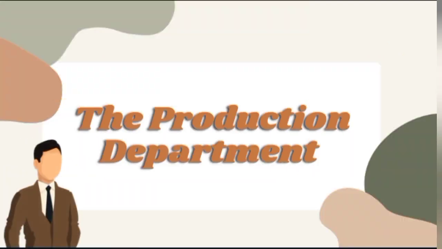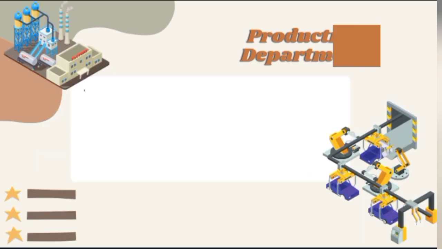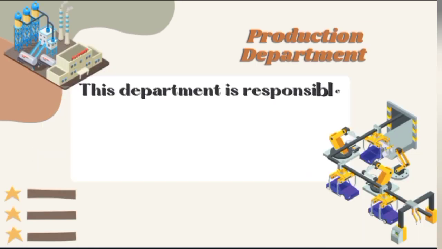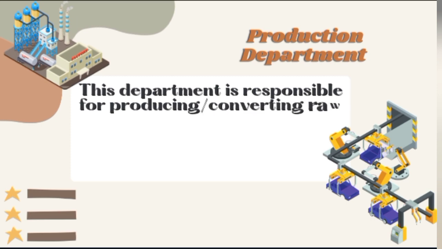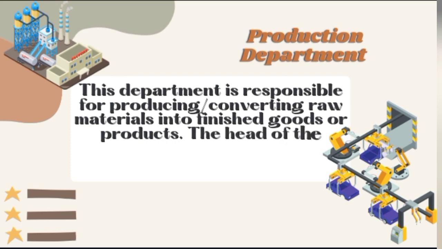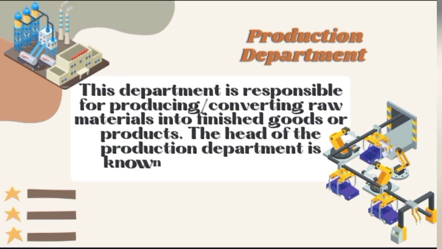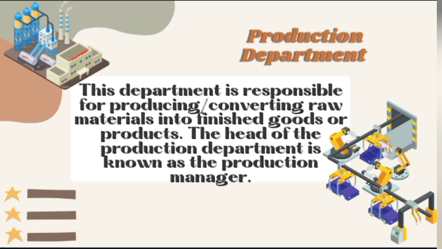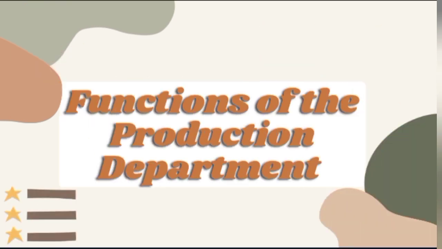We proceed now as we take a look at the production department. This department is important in an organization that engages in manufacturing activities. The production department is in charge of producing goods and services, that is, converting raw materials into finished products. So the production department is responsible for the production exercise. They produce goods and services. Let's take a look at some of the functions of the production department.